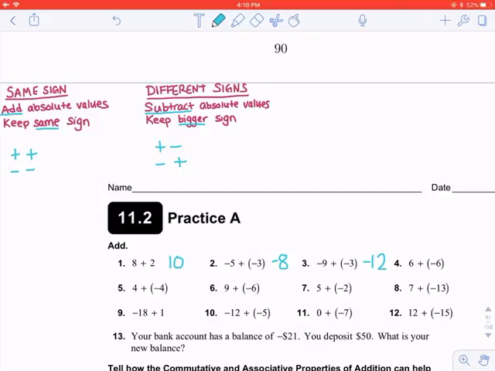Now problem 4, we're going to be needing to use our different sign rules because we have one positive number and one negative number. If they have different signs, step number 1 is to subtract the absolute values. So we pretend they're both positive, we pretend they're both 6s, and we subtract them. 6 minus 6 is 0. Step number 2 is to keep the bigger sign. Whatever number is bigger determines if our answer is positive or negative. Well, the numbers are the same, and the answer is 0, so there's not going to be a sign on it.